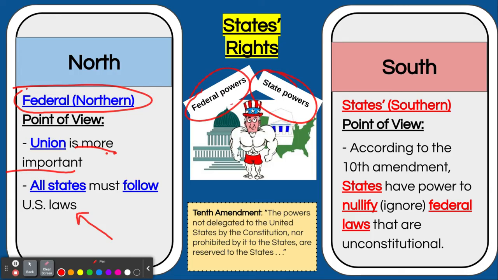They thought that according to the 10th Amendment here, states have the power to nullify or ignore federal laws that are unconstitutional. And so this came up during the Andrew Jackson time period, during the nullification crisis, when South Carolina threatened to just do its own thing or leave if it needed to.